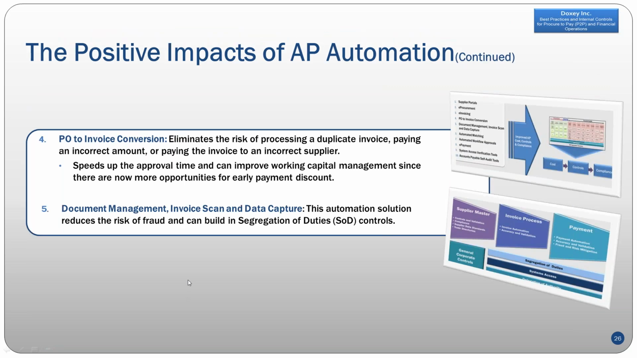PO to invoice conversion is one that we mentioned. This can actually help you speed up the approval time and certainly improve working capital management, since there are a few more opportunities for early payment discount. And we talked about the document management, invoice scan, and data capture a little bit, but this automation solution reduces the risk of fraud, and you can actually use it to build in segregation of duties controls.